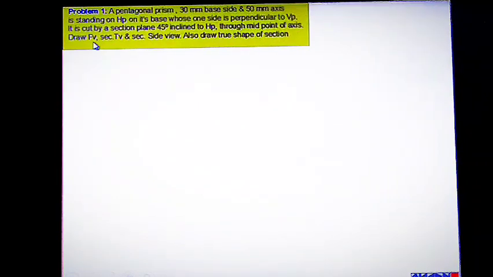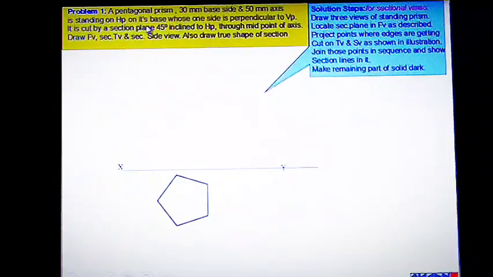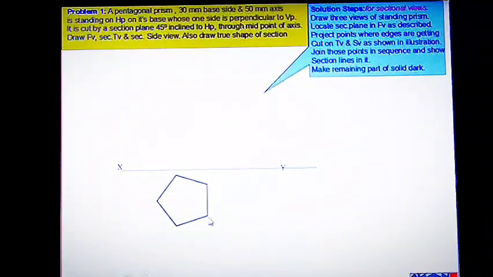Draw the front view, sectional top view, sectional side view. Also draw the true shape of section. So here care should be taken while drawing the plan of the solid in such a way that the base has one side perpendicular to VP. First of all, we start from the XY line as usual. Now the pentagon should be drawn such that one side is perpendicular to VP, that is, perpendicular to the XY line in this case.